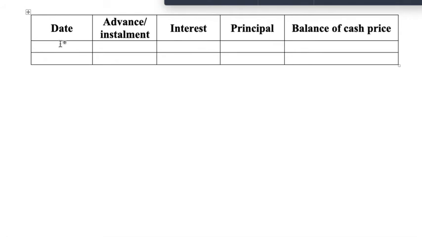Now let us calculate the same interest by means of a table. Now see here, we are going to start with the advance amount, that is on 1st of Jan 2015 he is paying a 1000 rupees installment. On this installment there is no interest, right? And this is the principal amount that he is paying, 1000 rupees. The cash price is 3720 rupees, but he is paying 1000 out of that as advance. So 3720 minus 1000, the balance cash price is 2720.